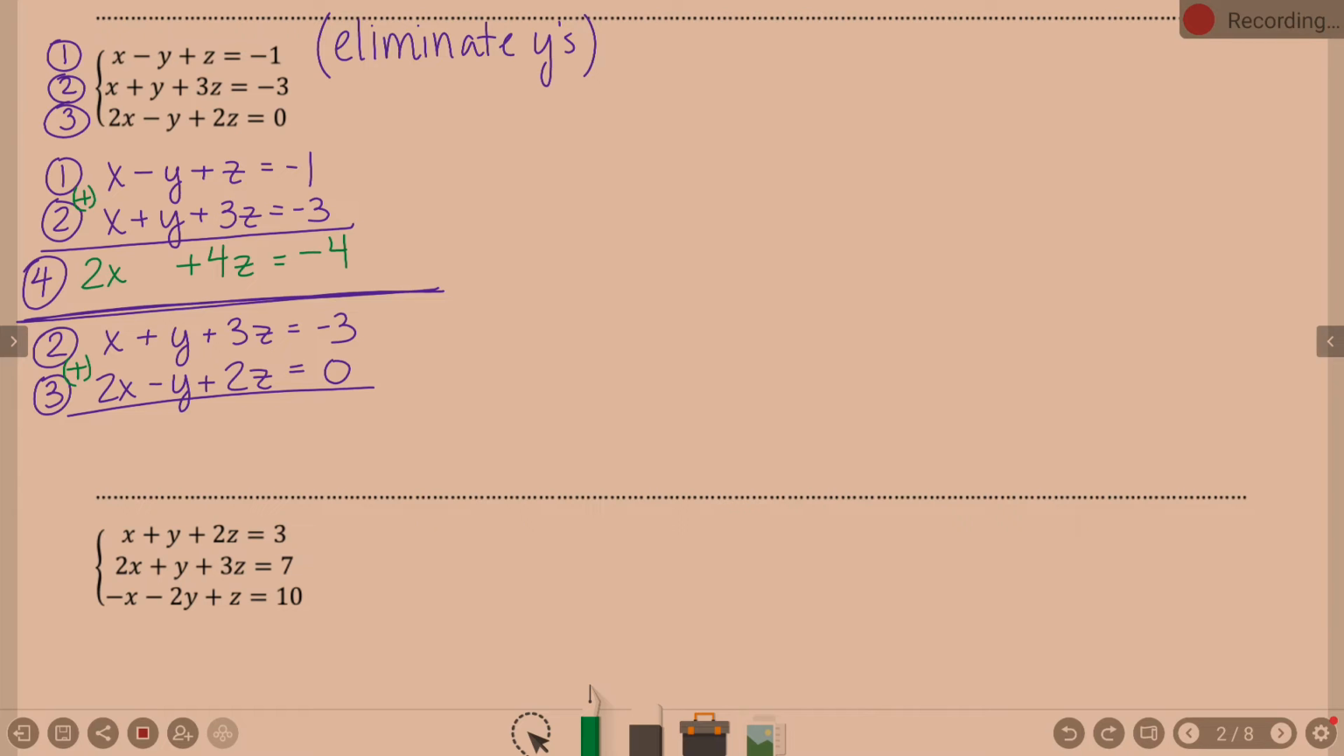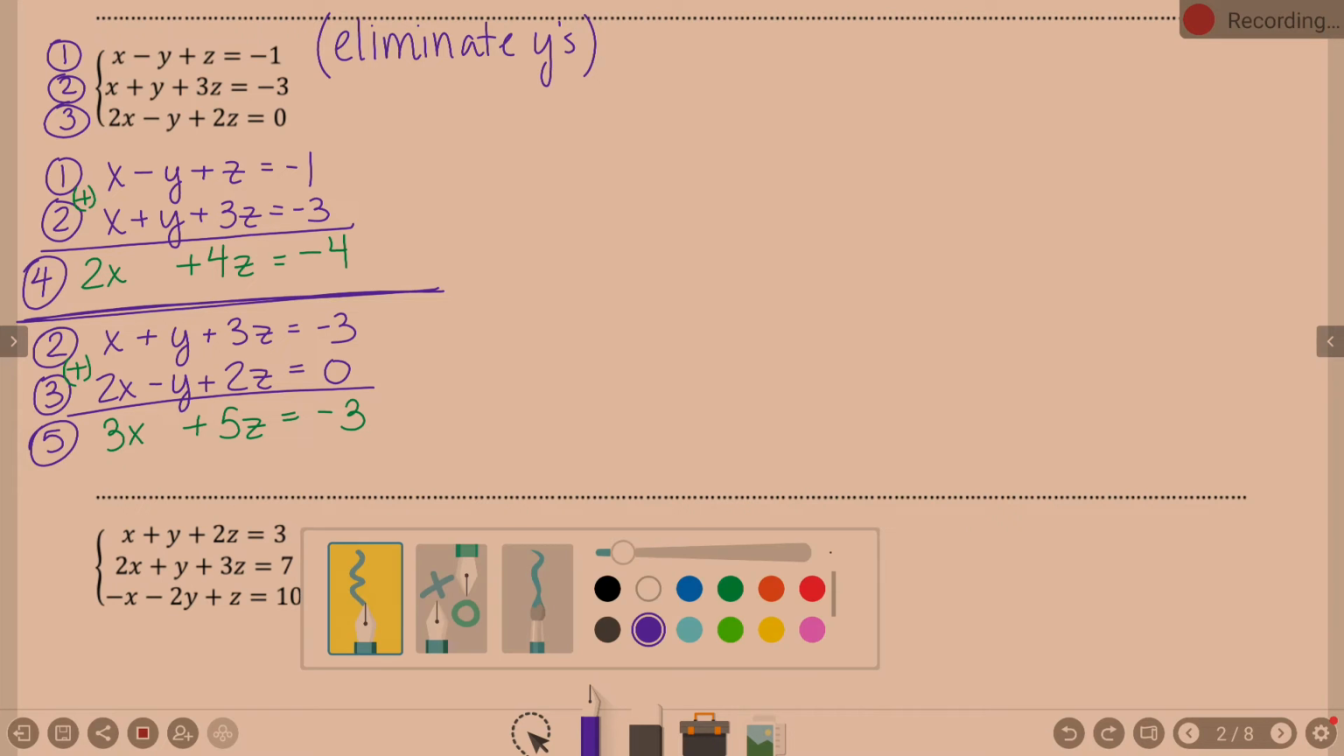Okay. So, x's. X plus 2x, 3x. Y's. Y plus negative y cancel. Okay. 3z plus 2z, 5z. 5z. Carry down the equals. Negative 3 plus 0, negative 3. And I'm going to call this equation 5. Equation 5.